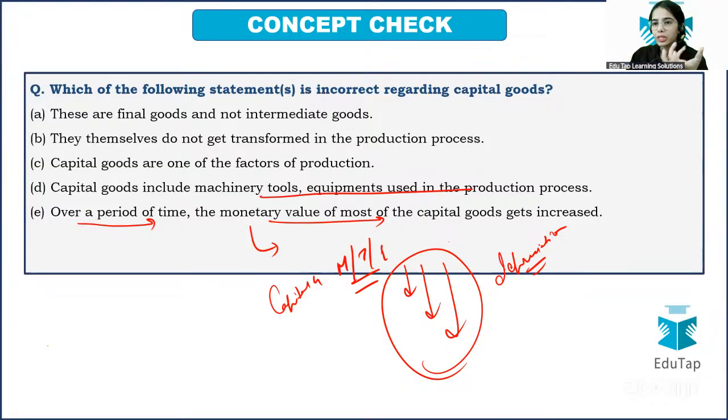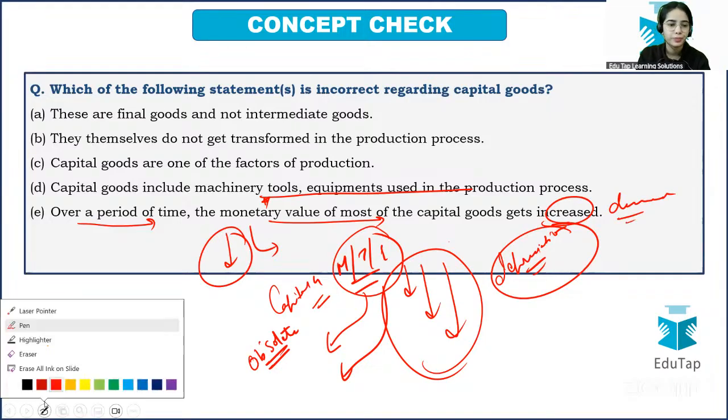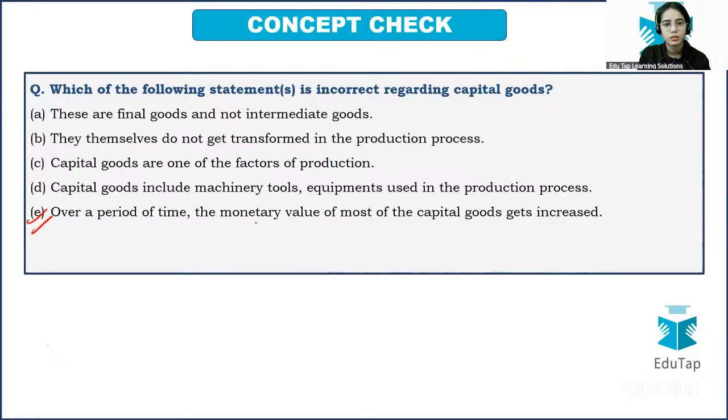The new types of mobile phones have come up with better processors and better cameras. So the value of machinery, tools and equipment depreciates because they have become obsolete, older, or they were continuously used, due to which their capacity for production has reduced. So the monetary value of capital goods gets decreased. Yes, it depreciates. So this is the incorrect statement, because the monetary value does not increase, it decreases.